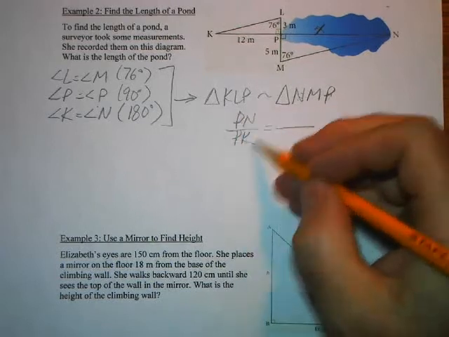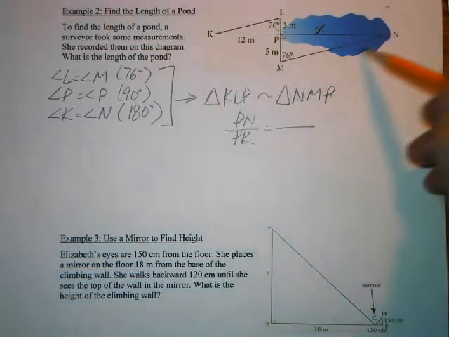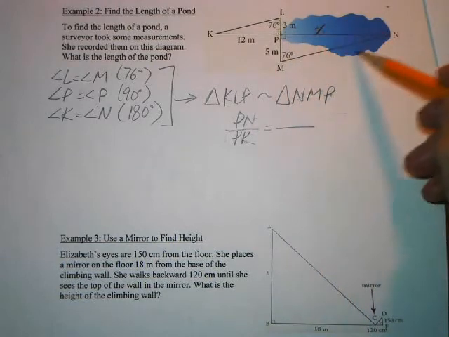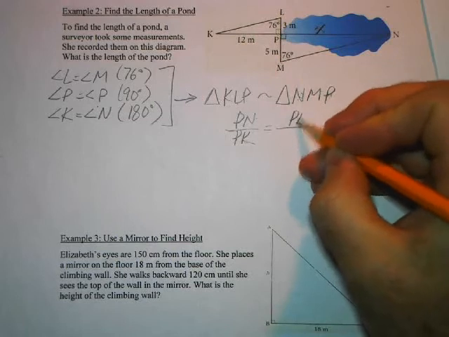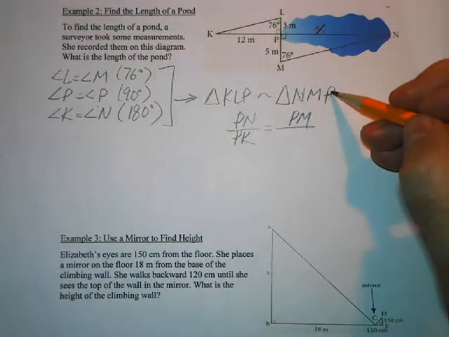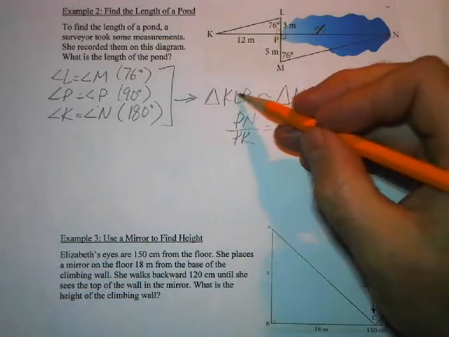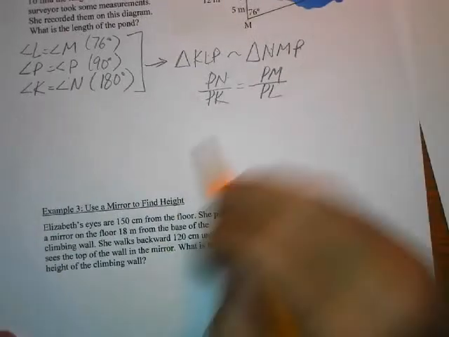Now in this triangle here, I need to have the side that I know the length of, and that's the PM here. I'm going to put PM, or it could be MP again. Now, what goes with PM? So we got 3, 2. 3, 2 is PL.